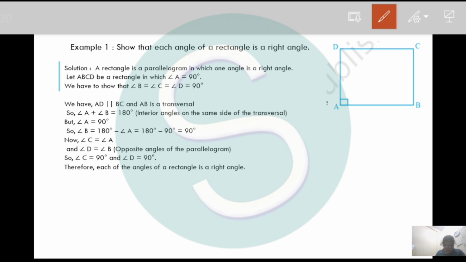So what we know is that a rectangle is a parallelogram in which one angle is a right angle, right? So we suppose, let ABCD be a rectangle in which angle A equals 90 degrees. Then we have to show that angle BCD equals 90 degrees. How will we proceed? If this is a parallelogram, then AD will be parallel to BC. Then AB will act as a transversal.